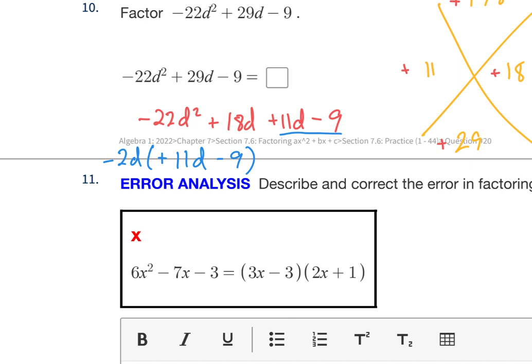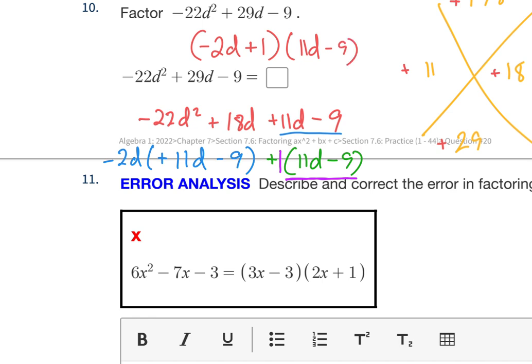So here's kind of the interesting thing about this. If I just write plus 11d minus 9, how many 11d minus 9 do you see here? 1, right? So when we go ahead and factor everything out, our final answer is negative d plus that 1 times 11d minus 9. This is our final answer right here.